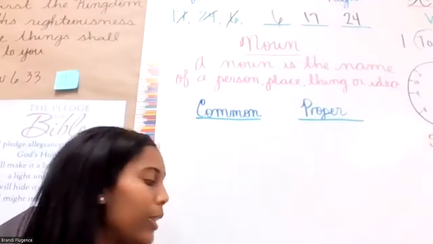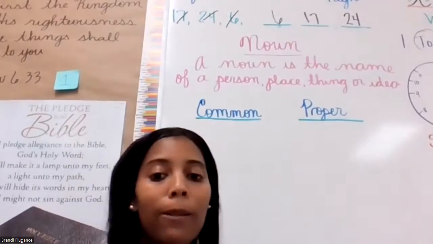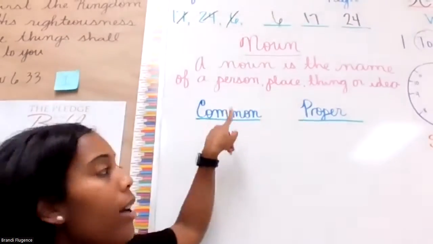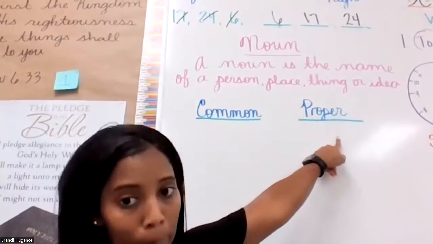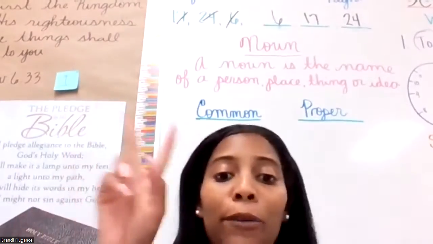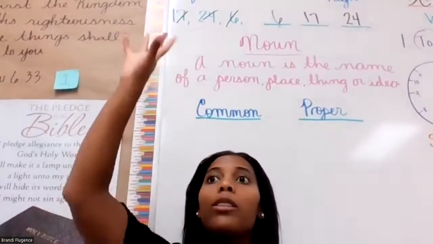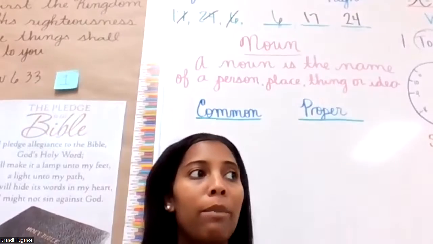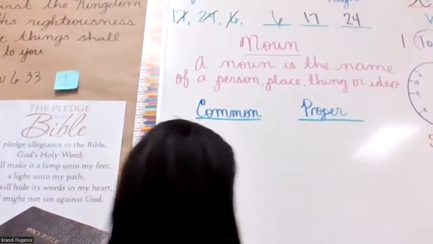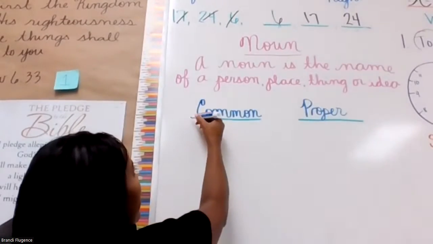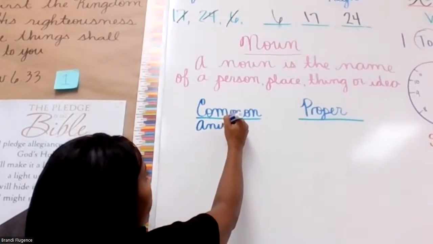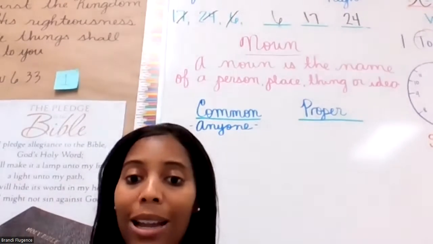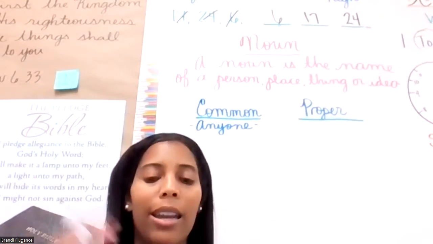Okay, that's good. So we have the two types of nouns: common and proper. Those are the two different types of nouns. We have a list of nouns that are common and a list of nouns that are proper. Let me tell you what that means. When I say common, it means that anyone can have that name, or any place can have that name.